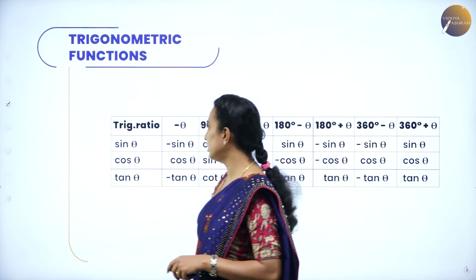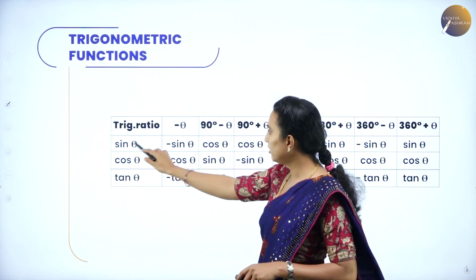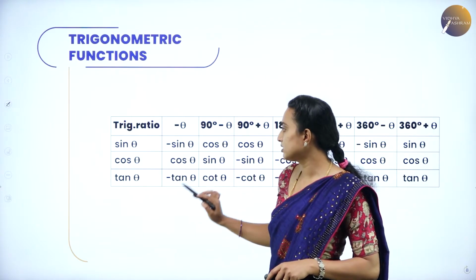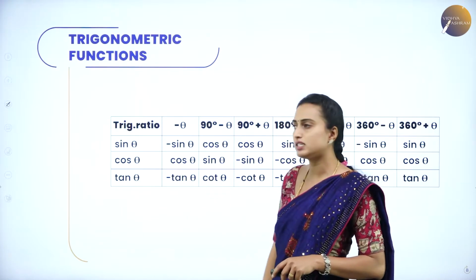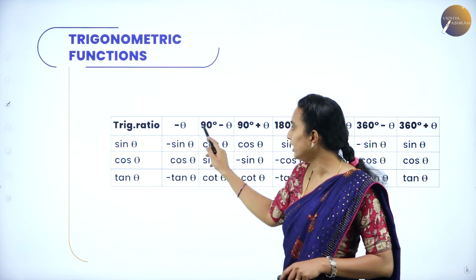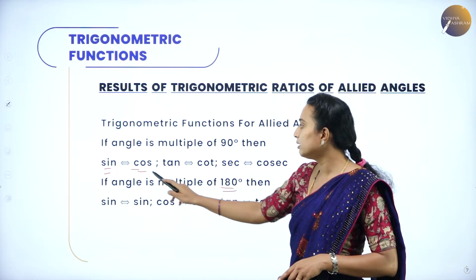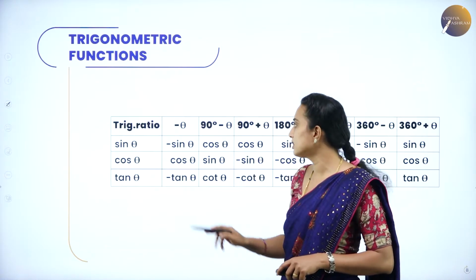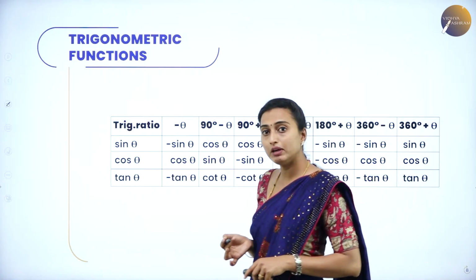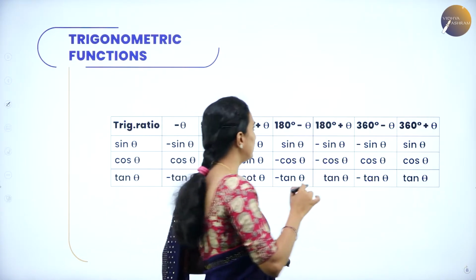Here I have written it also: sine of minus theta is minus sine theta. You can observe, cos of minus theta is plus cos theta, and tan of minus theta is minus tan theta. Are you getting this? For the trigonometric ratio sine of 90 minus theta, in the multiples of 90, sine will become cos. Which quadrant does 90 minus theta fall in? 90 minus theta falls in the first quadrant.